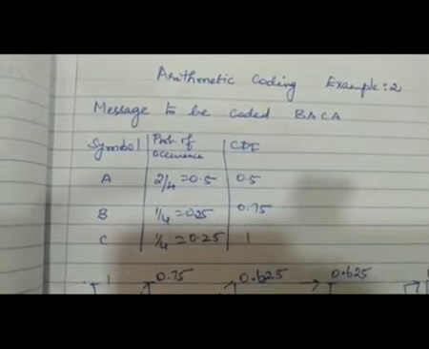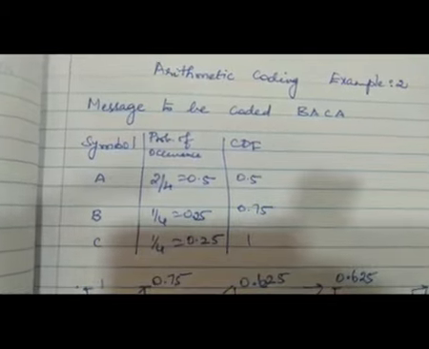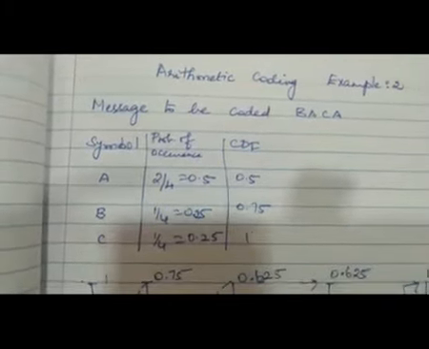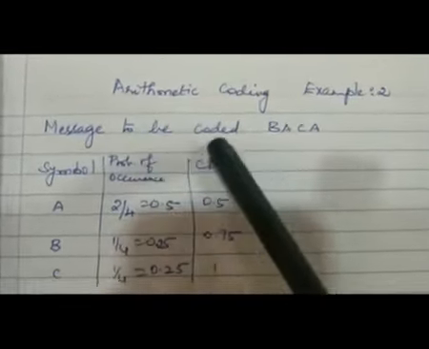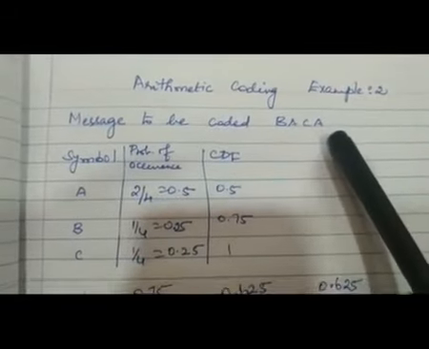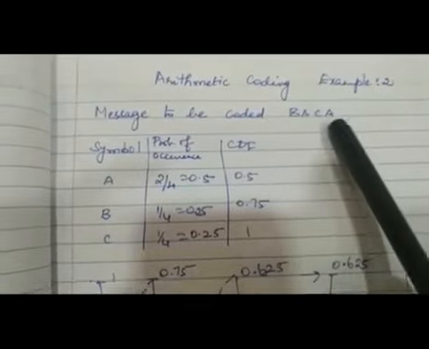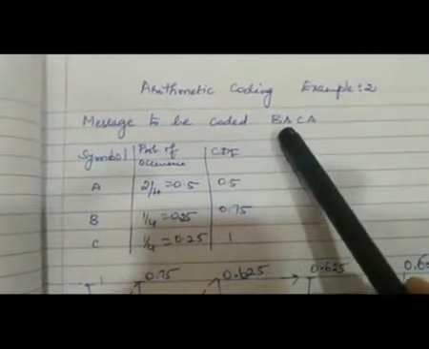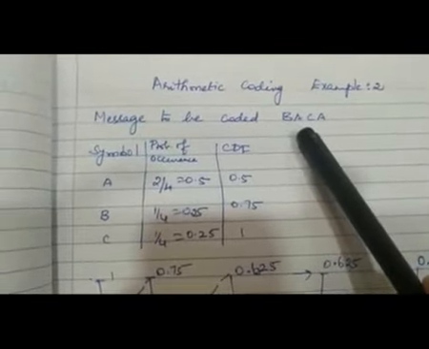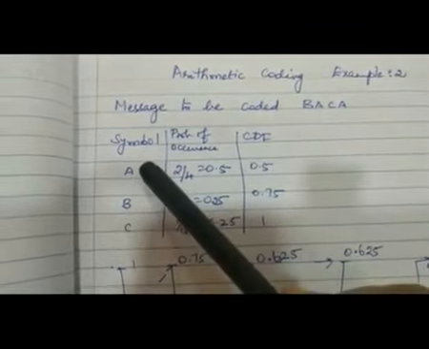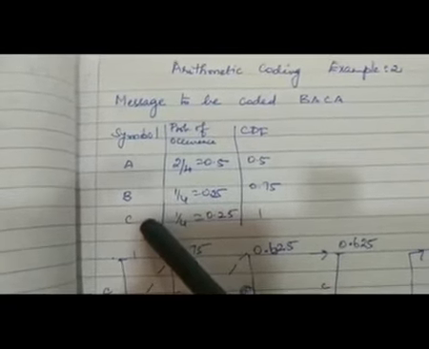The previous solved example had the message India. Now the message for example 2 I have taken is BACA. So the message to be coded is BACA. It has 4 symbols or characters in the message. Take them and write them one below the other.